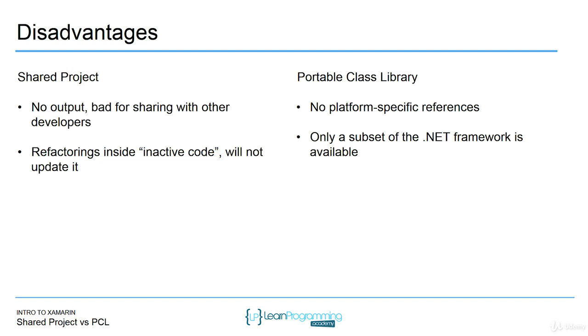And the disadvantages of the PCL is that you cannot have platform-specific code, platform-specific references, like you do on the shared project. And only a subset of the .NET framework is going to be available. This is because when you create the PCL, you actually have to select what projects it's going to support. So for example, when you select that you have to support Xamarin iOS, some other .NET framework capabilities may not be available for Xamarin iOS, so the entire PCL won't support those features.